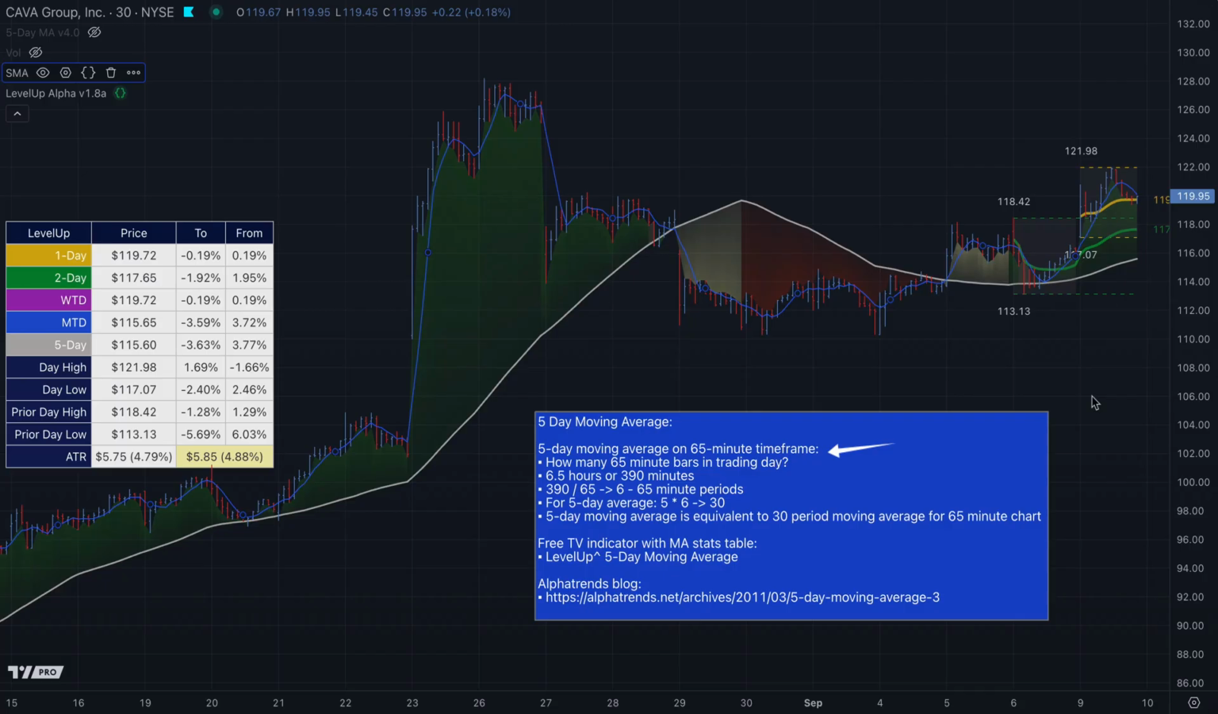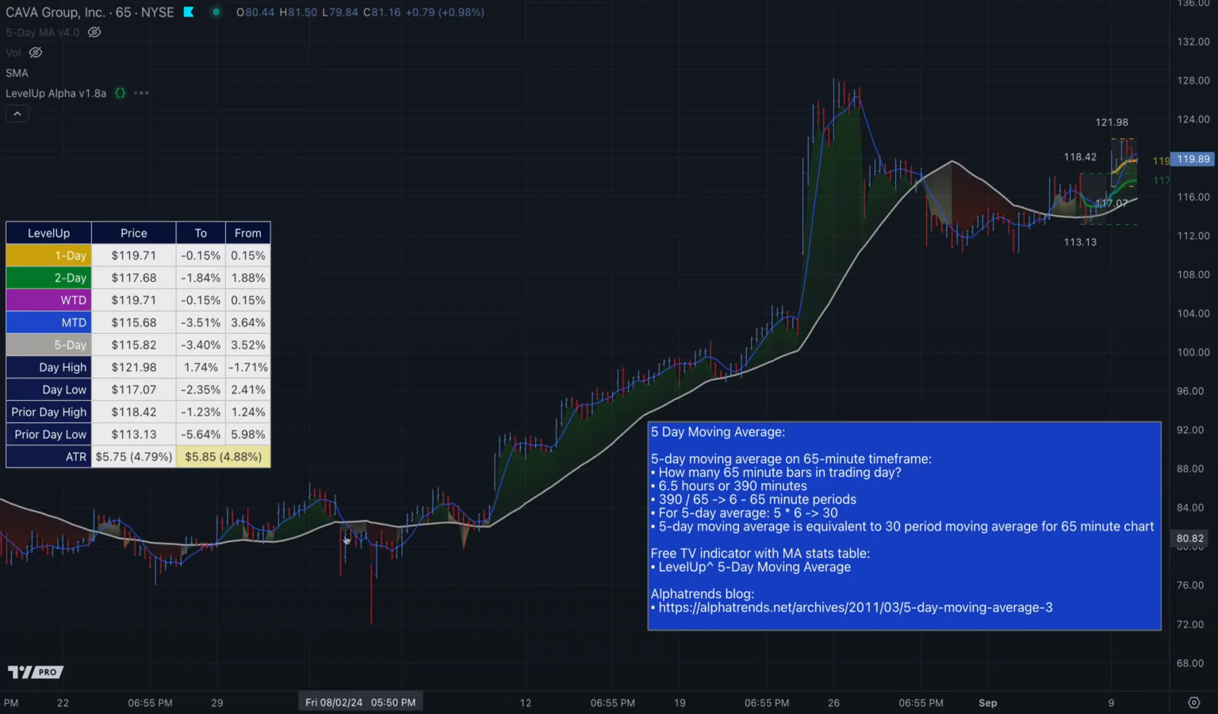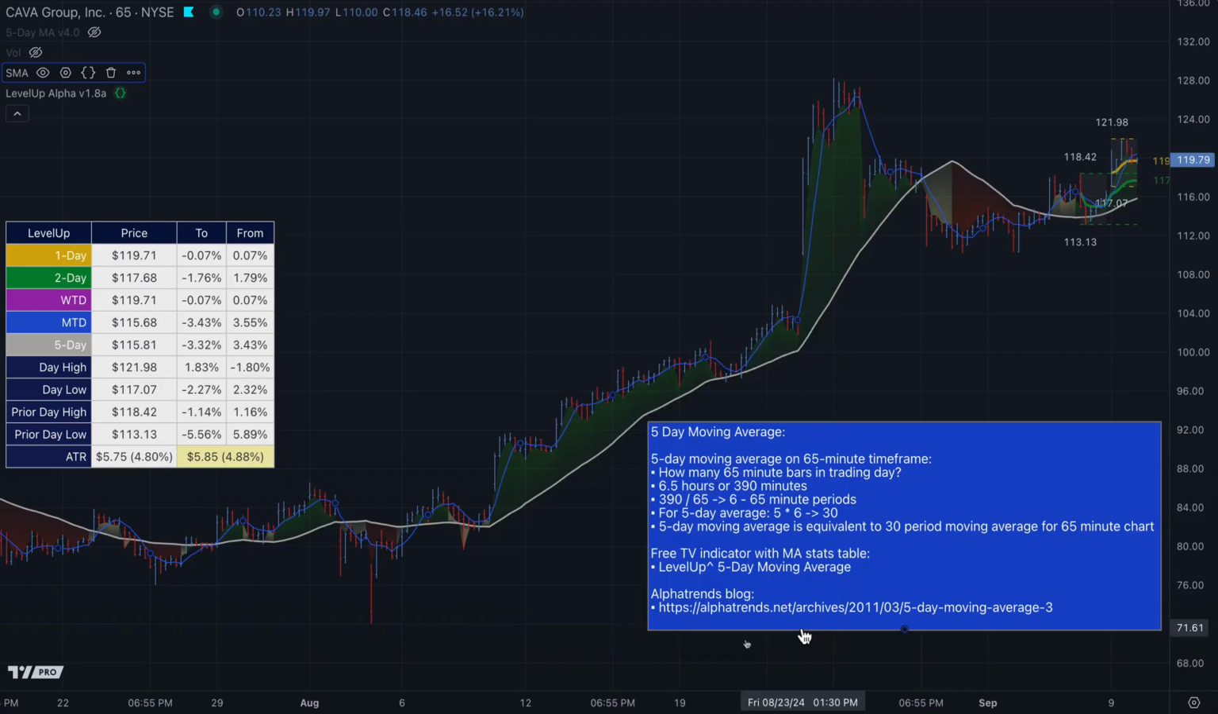And at this point, we know that a 5-day moving average is equivalent to a 30-period moving average for a 65-minute chart. So let's verify we're doing our math correctly. I'm going to change to a 65-minute chart, and this is the 5-day moving average shown on a 65-minute chart. We're going to go into our simple moving average tool and change our period here to 30. And if we did everything correctly, this should line up with our 5-day moving average, and it does. You can see that the simple moving average tool now overlays our 5-day moving average.